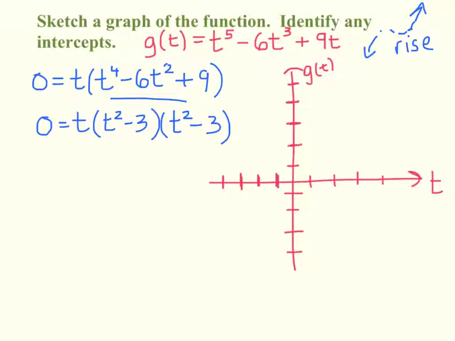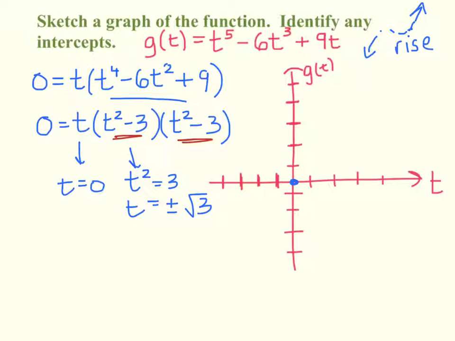So I'm definitely going to get some repeated zeros here because they're the same. So one of the zeros is at 0. So that's right here. So I'll plot that. And then these two are the positive square root and negative square root of 3. So that is approximately 1.7. So I'm going to get one about here and one about there. So since these were doubles, I know that the graph is going to bounce there.